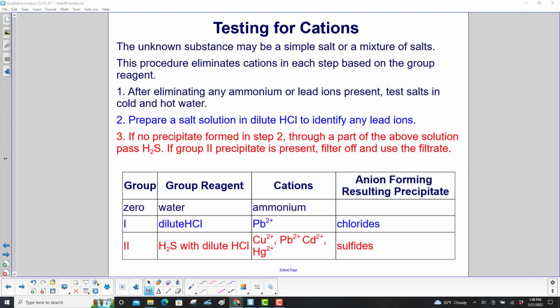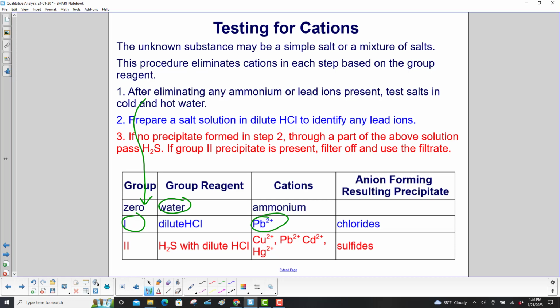The unknown substance may be a simple salt or a mixture of salts. This procedure eliminates cations in each step based on the group reagent. So step 1, which is referring to group 0 here, eliminating any ammonium or lead ions present, test salts in cold and hot water. So here's water, the reagent. Then 2, prepare a salt solution, that's going down here, in dilute hydrochloric acid to identify any lead ions.